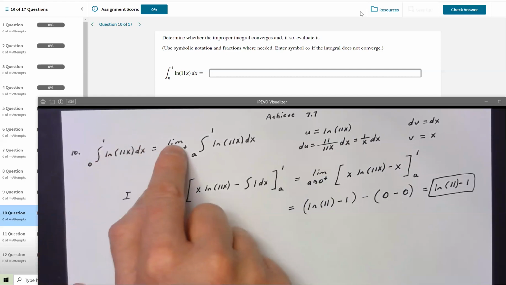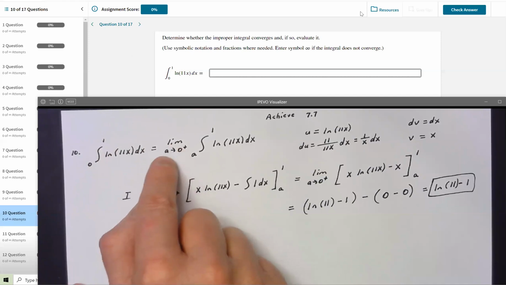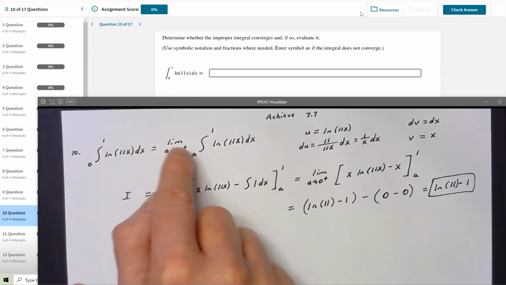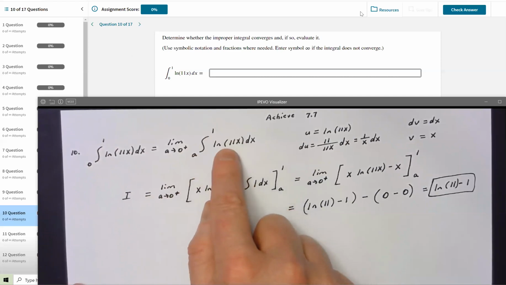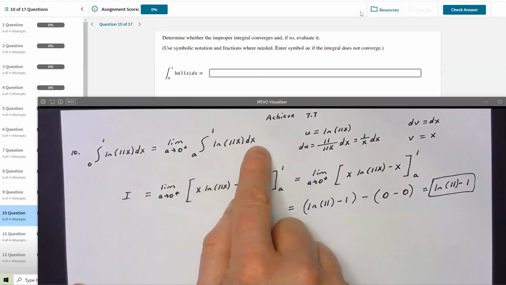So in order to show that, we can say this is the same thing as the limit as a approaches 0 from the right of the now proper integral from a to 1 of the natural log of 11x with respect to x.